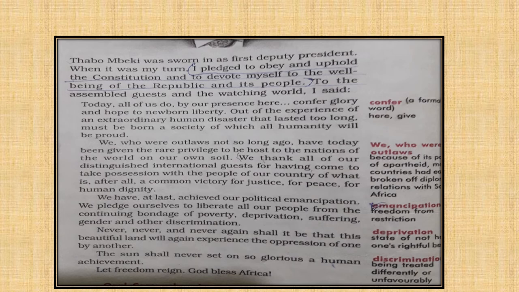On that day, Nelson Mandela was accompanied by his daughter Janani. Mr. de Klerk was the first person who took oath as second deputy president, followed by Mr. Thabo Mbeki, who swore as the first deputy president of South Africa. Nelson Mandela swore as the first black president of South Africa. He pledged to obey and uphold the Constitution and to devote himself to the well-being of the people. He also pledged to make the nation free from poverty, deprivation, suffering, and all sort of discrimination.